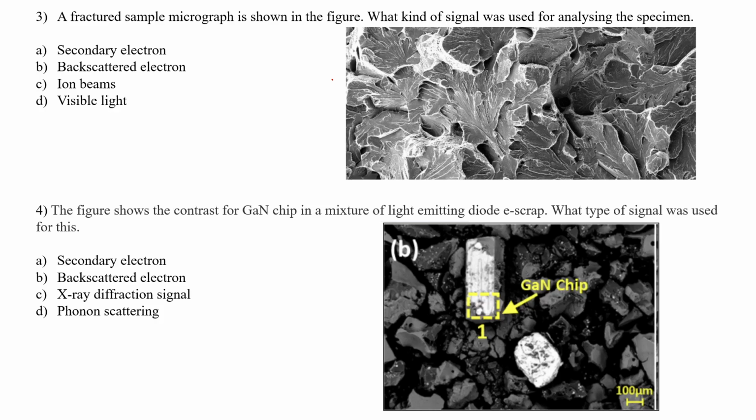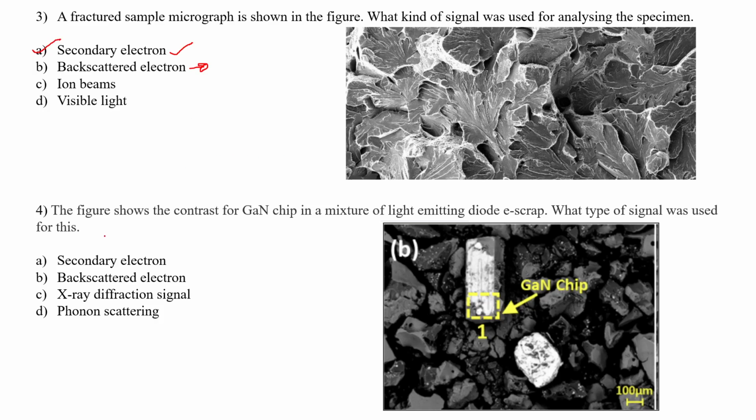No one is willing to answer this question. We discussed that secondary electrons are used for topographical information, and backscattered electrons are used for Z contrast imaging. So here you can see that very good topographical information is being obtained using this image. Here you have used secondary electrons to image this specimen.